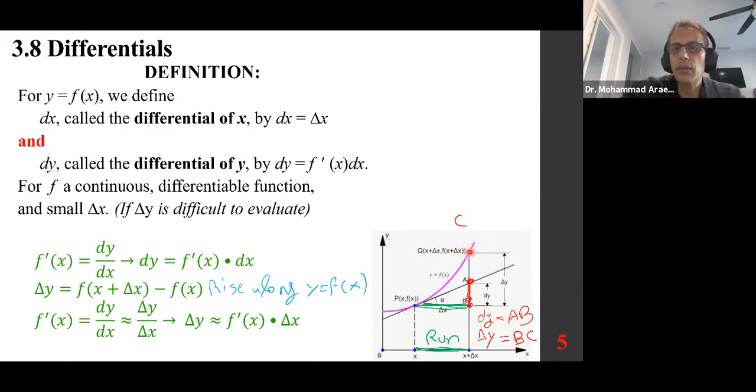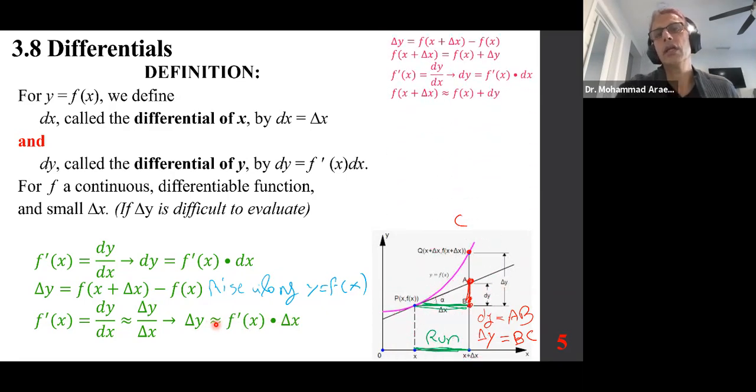Okay, class, remember this is f of x plus delta x, and this is f of x. If you subtract this dashed line from this solid line, you get the distance of BC, or delta y. So take a look at delta y, take a look at dy, and how each one is calculated. Delta y is not equal to dy, but it's approximated by that.